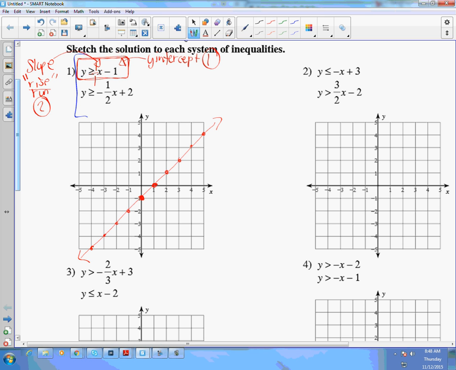Now there's more we have to do. We need to also shade. Because an inequality has infinite solutions, every point on this solid line is a solution that makes the inequality true. But there are also other points, either above this line or below it. We do that by using a test point. We plug in a number and decide if it makes a true statement or a false statement.